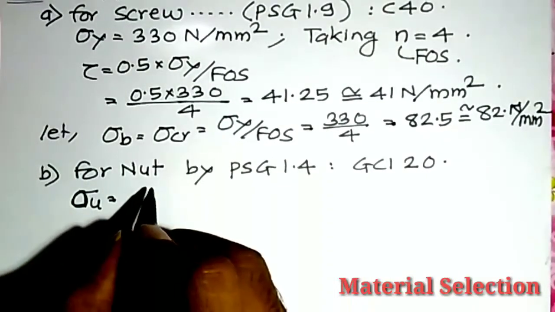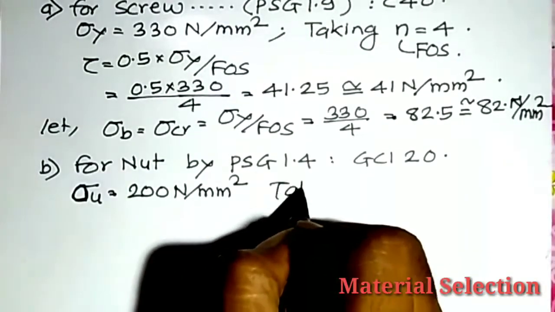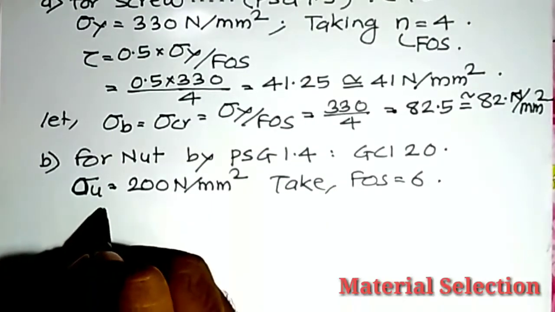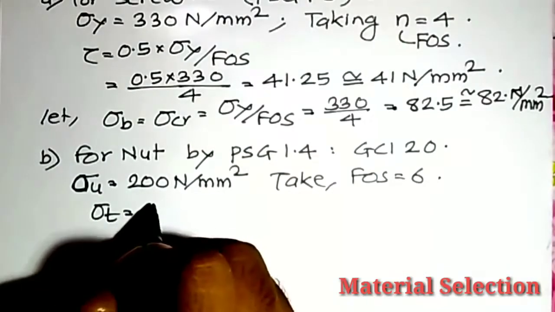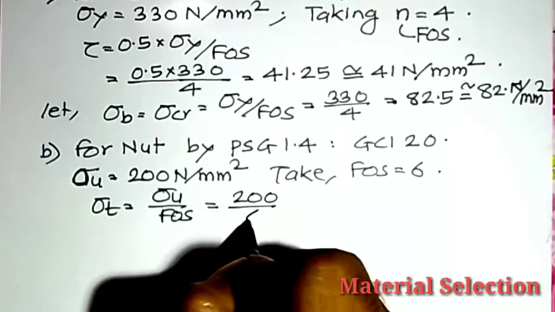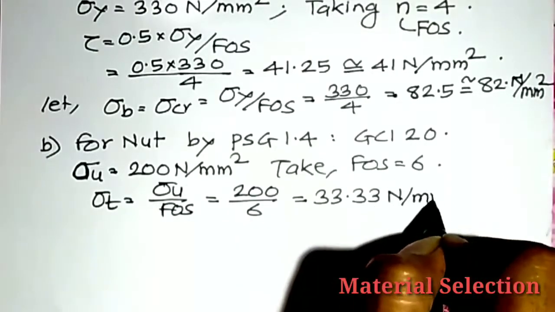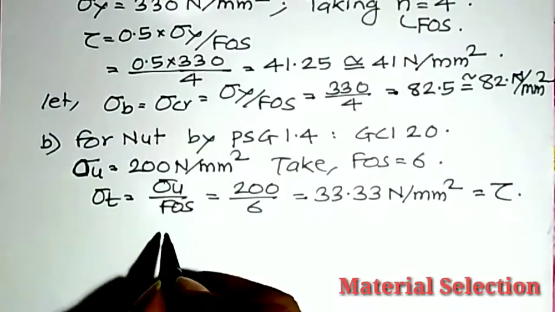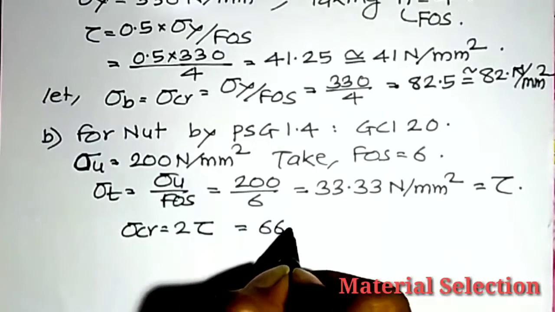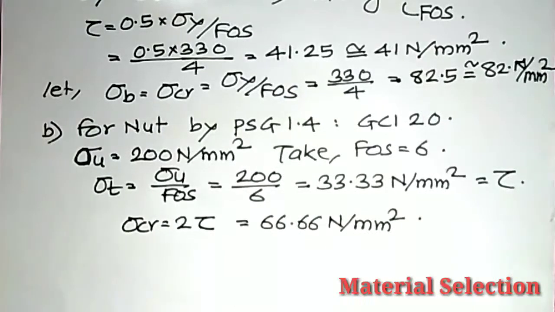For nut, we will be considering GCI 20 from PSG 1.4. For it, ultimate stress is 200 Newton per mm square, and factor of safety we will consider as 6 because it is cast iron. So permissible limit for tensile stress is ultimate stress divided by factor of safety, it comes out to be 33.33, which means 33 Newton per mm square, and crushing stress is considered to be 2 times of tau. For our safety purpose, we will be taking it as 66.66 Newton per mm square.